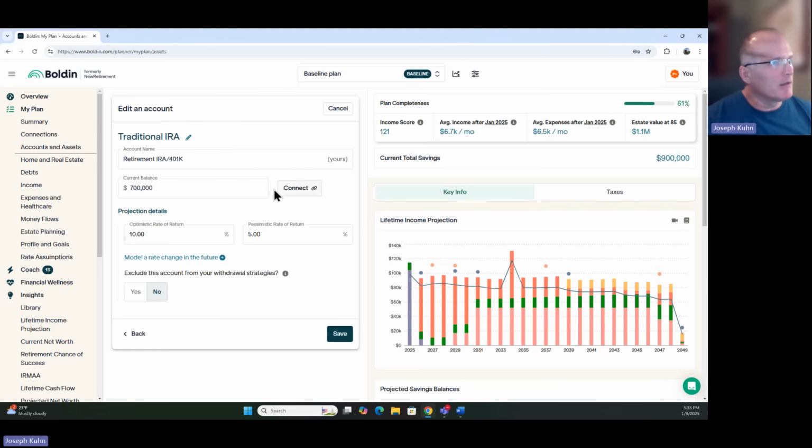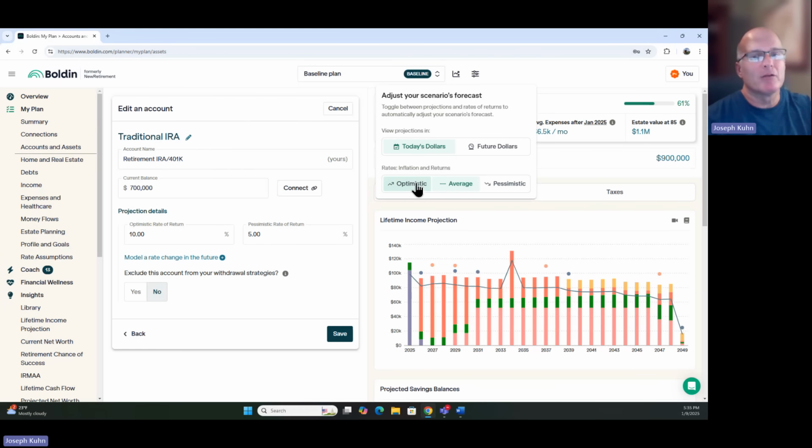There's a question I get a lot. But this person has an optimistic rate of return of 10% and a pessimistic of 5. The software automatically calculates the average of 7.5. Okay. And inside of Boldin, you could toggle between, very simply, this tab up here. You can go between optimistic. It does every optimistic assumption. We'll get into all those, for inflation and rates of return. Inflation and rates of return, average and pessimistic.